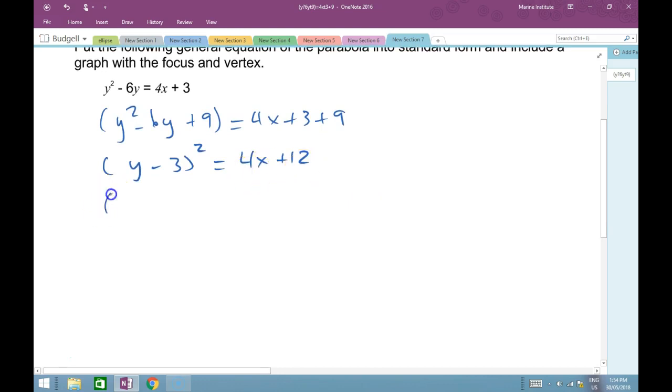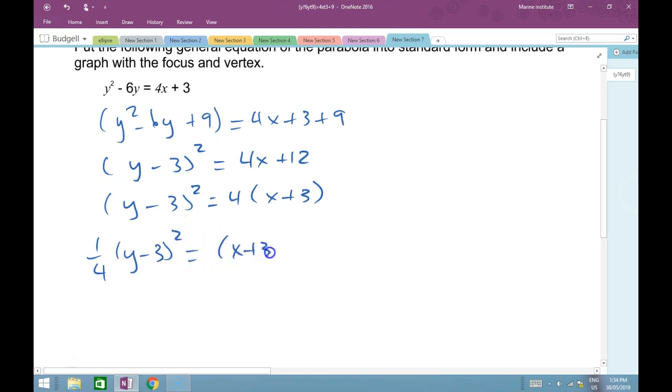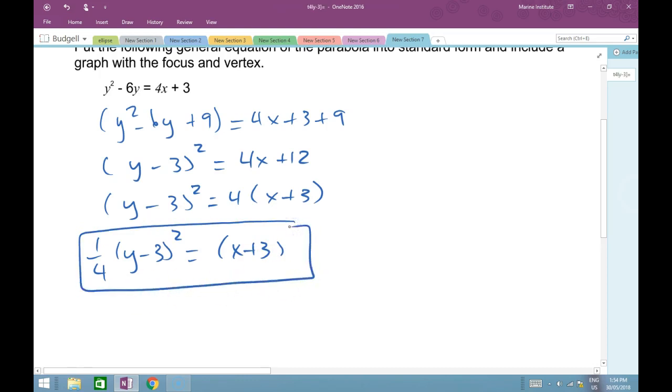Factor out the 4 because you need to have x by itself, and divide by this number in front. And we now have an equation that's in standard form for a parabola. This tells me that the vertex is going to be negative 3 and 3, because for the vertex we have h, k.